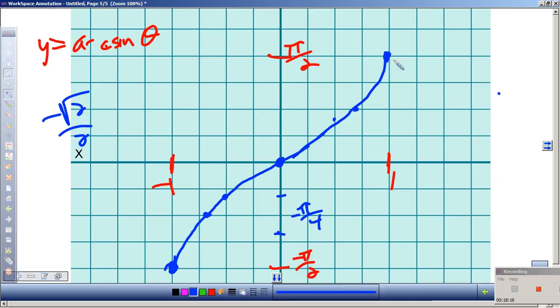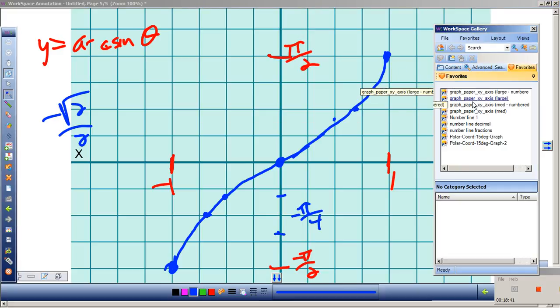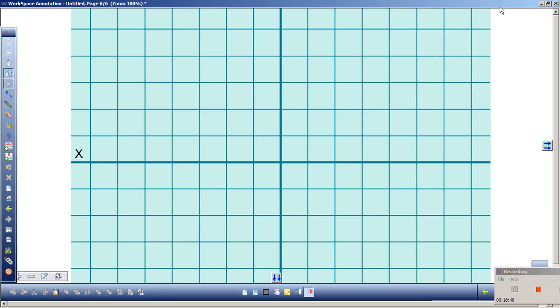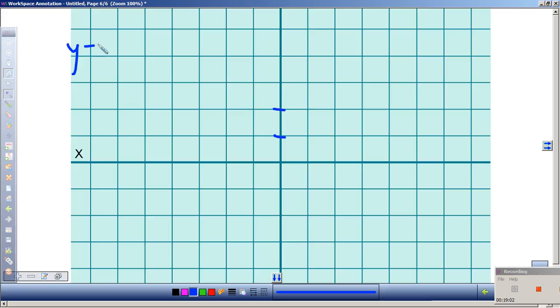Why is tangent different? What's the domain of tangent? Yes, you have to do some graphing. Not necessarily, as long as you know how to do it. What is the range of tangent? How wide does it go? Or arctangent, sorry.